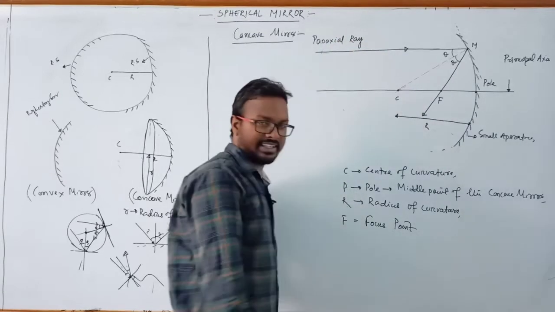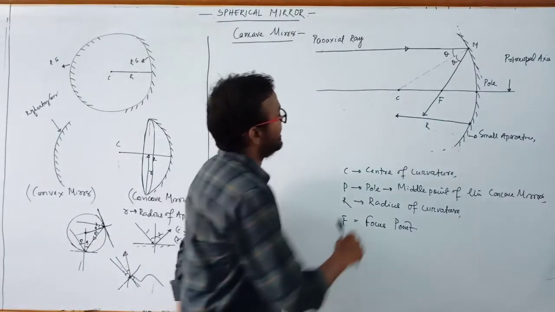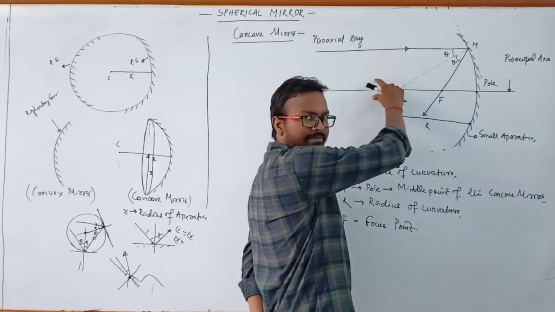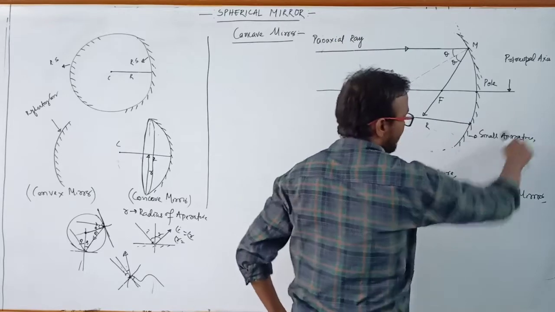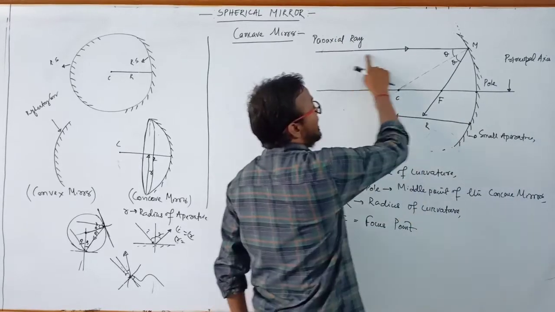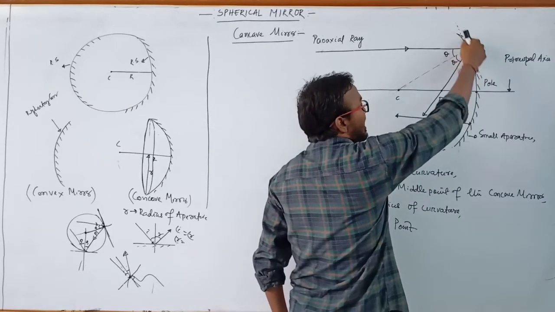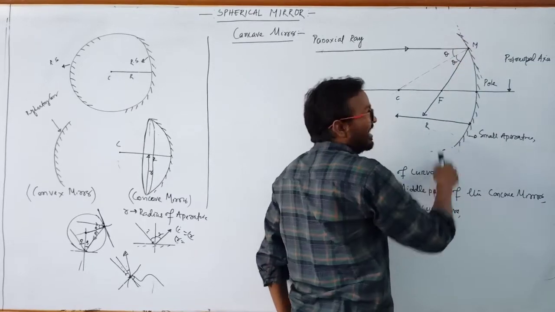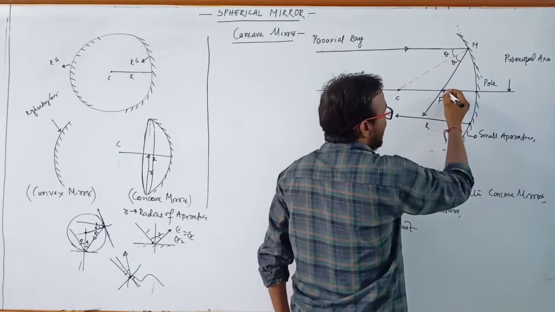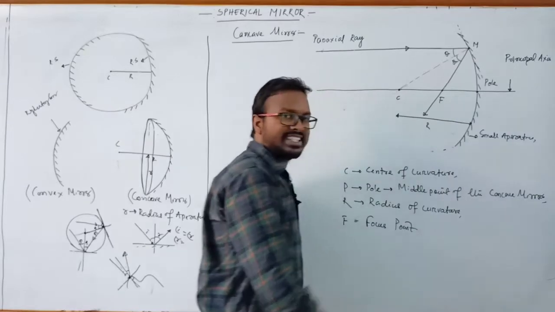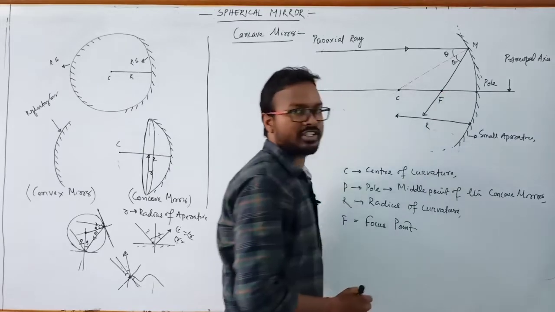So what is a paraxial ray? The paraxial ray is the type of ray which is nearer to the principal axis, just nearer to the principal axis due to the small aperture. This paraxial ray is incident at point M and is reflected by the concave mirror, and this reflected ray intersects at a point F on the principal axis, and that point is known as the focus point.